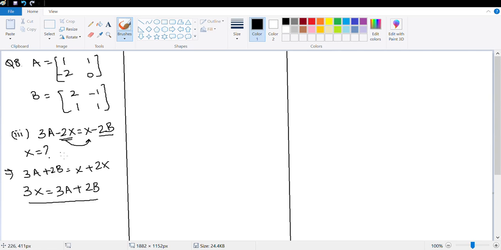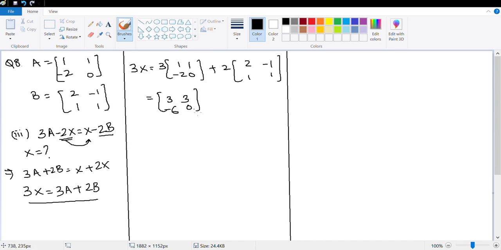So let's calculate 3X and then we can divide by 3, which will give me X. So let's first calculate 3X. 3X will be equal to 3 times A, which is [1, 1, -2, 0], plus 2 times B, which is [2, 1, -1, 1]. Right? So this will be 3 times 1, 3, 3 times 1, 3, 3 times -2, -6, and 3 times 0 here. 2 times 2, 4, 2 times -1, -2, 2 times 1, 2, and 2.